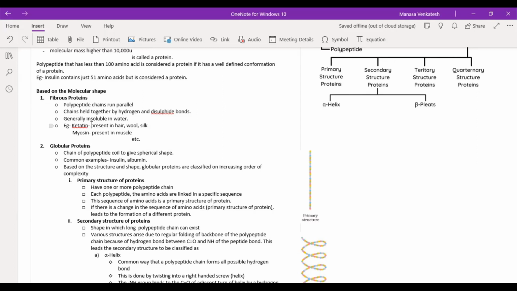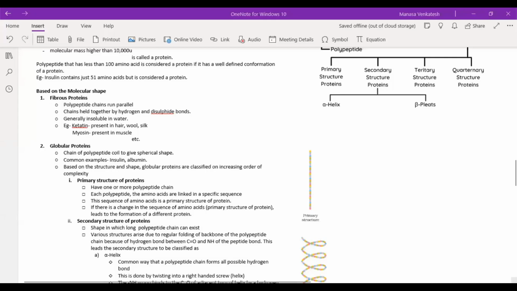And keratin, sorry, keratin. Shampoo, all of these we would have heard about. They're present in hair, wool, silk, etc.